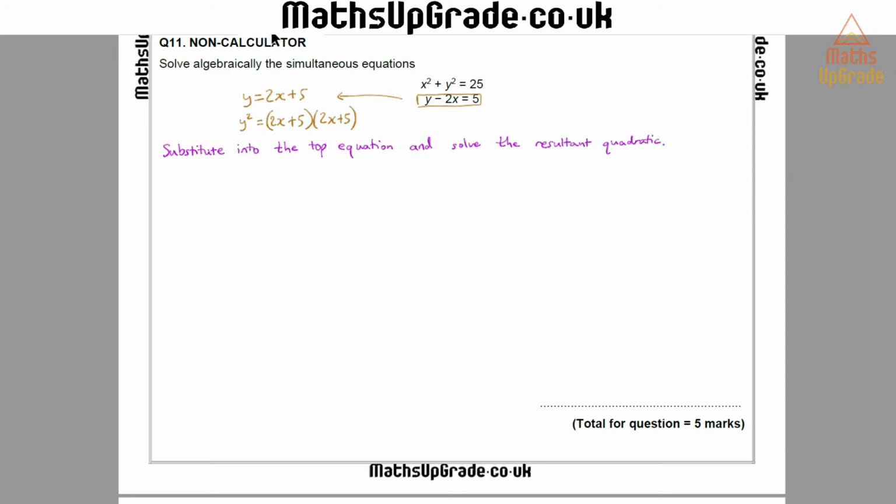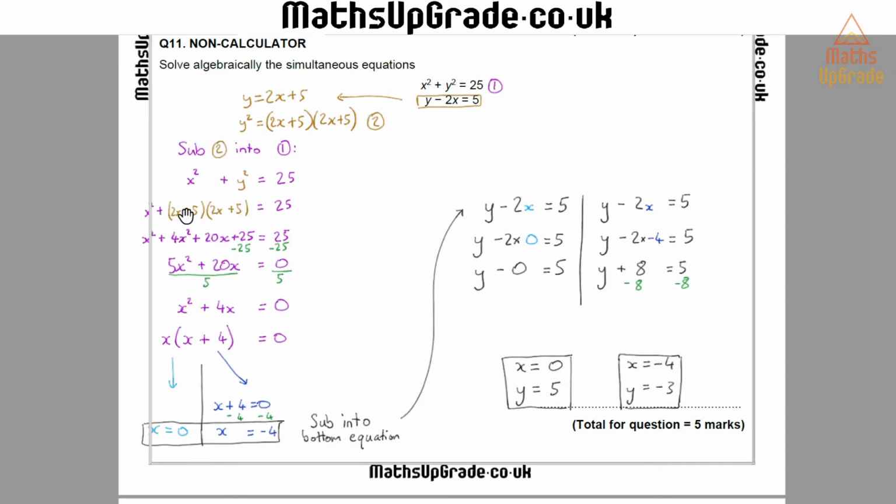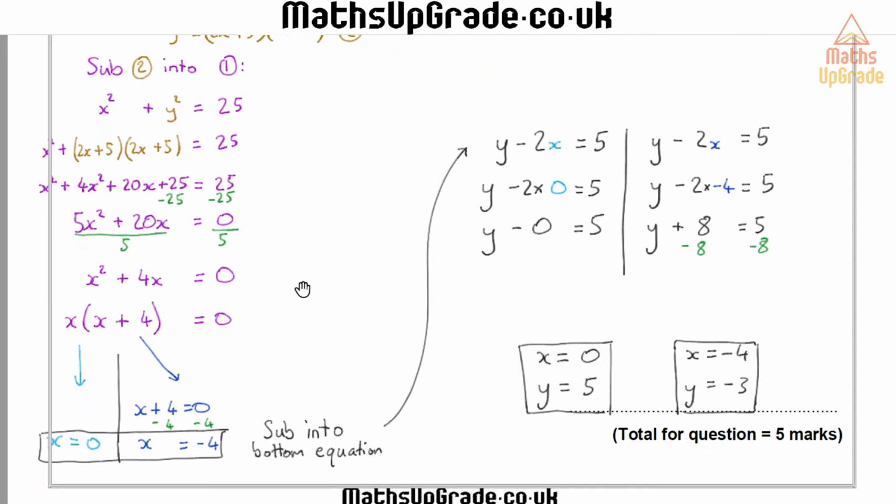So if I do that, then I get x squared plus (2x plus 5)(2x plus 5) equals 25. Expand the brackets, subtract 25 from both sides, and I end up with 5x squared plus 20x equals 0. Now, all of these terms have a factor of 5, so I can divide everything by 5 to make it easier. So I'll get x squared plus 4x equals 0. I can factorize this quite simply. So I'll get x(x plus 4) equals 0. So either x equals 0 or this bracket equals 0. That means x could be 0 or x could be equal to negative 4.